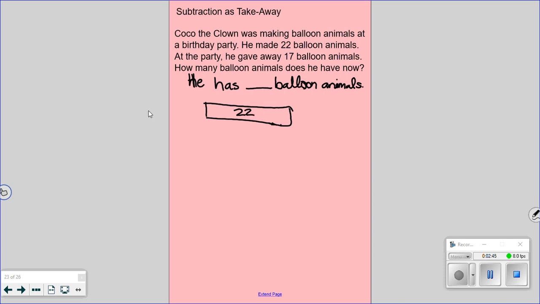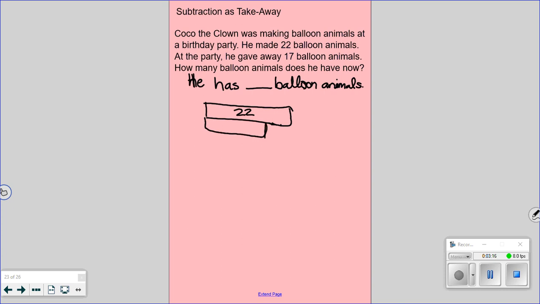So far, so good. Yes? All right. Then what happened? We've got our bag of 22 balloon animals, and we wrote 22 in the bar. Then what happened? Julian? He gave away 17 balloon animals. So what I'm going to do is right underneath that, Julian, I'm going to draw another bar. But I'm going to make this bar a little bit shorter.